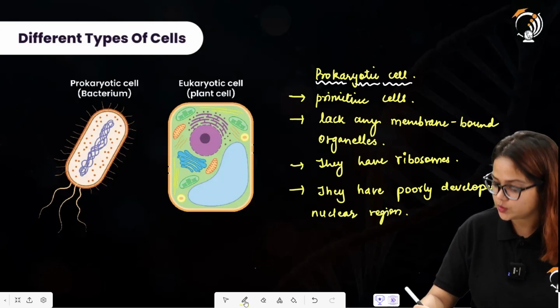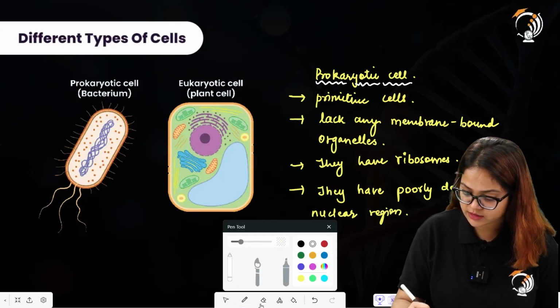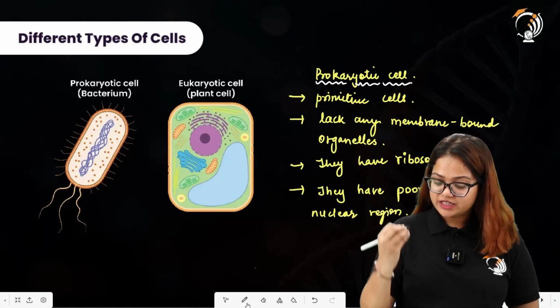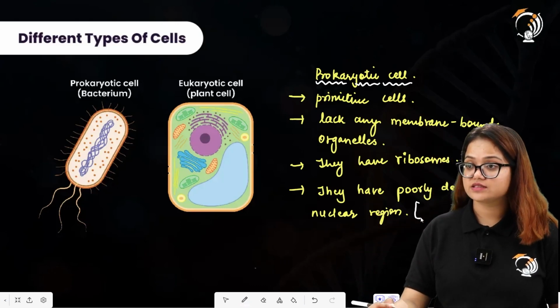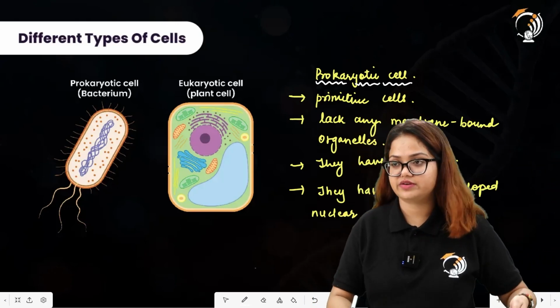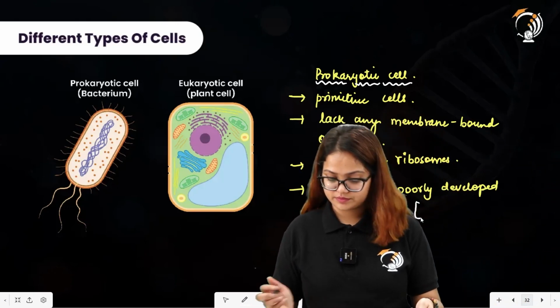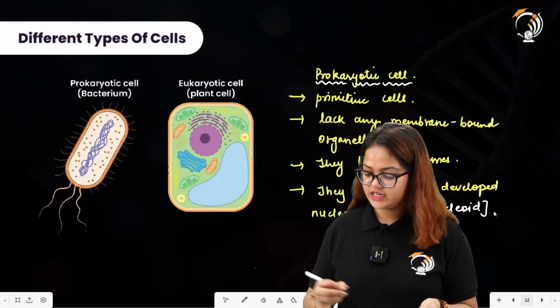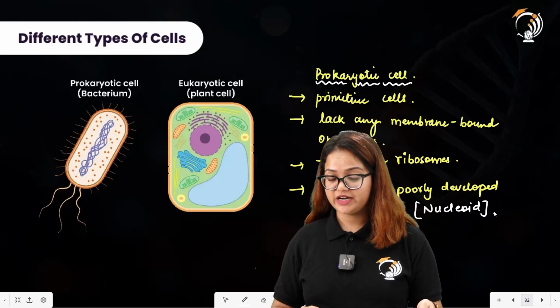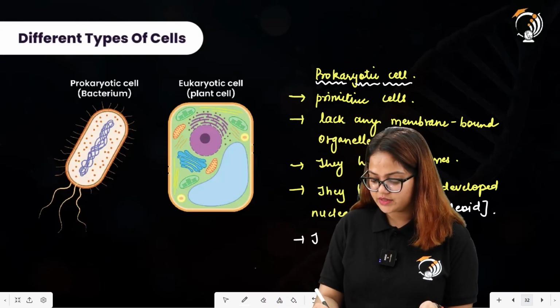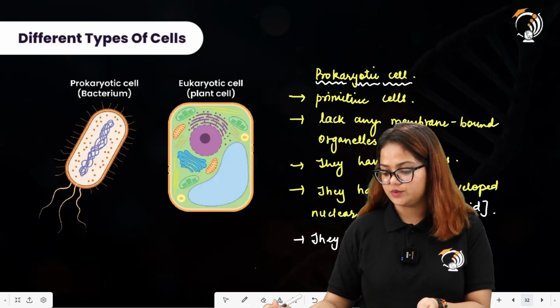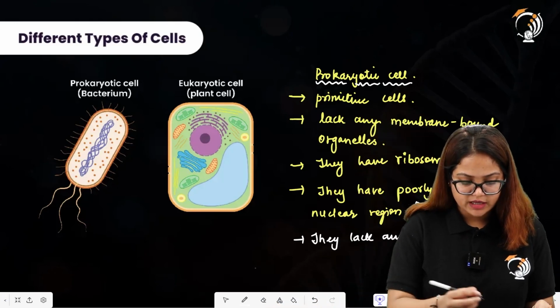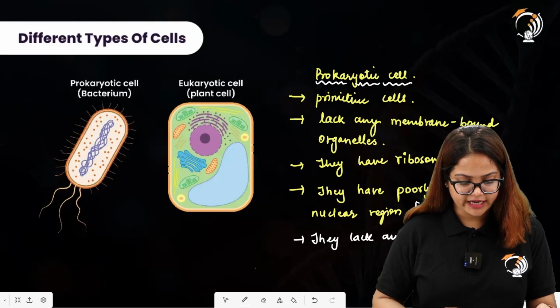So nucleus is not present, but a poorly developed region is present, which is termed a nucleoid. They have a poorly developed nuclear region called a nucleoid. They do not have a nucleus. They lack any nucleus.